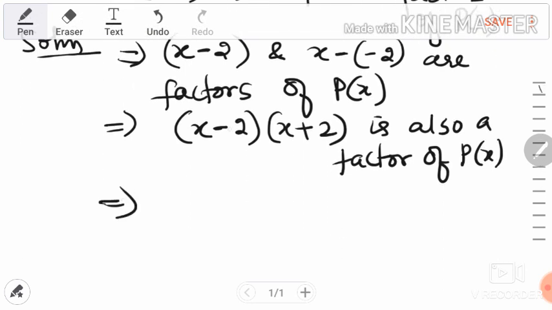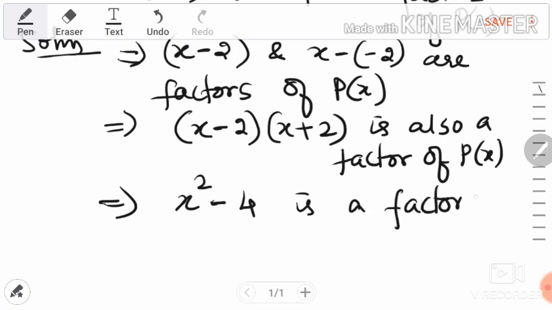So we multiply these two brackets, a minus b, a plus b will give us a square minus b square. So x square minus 2 square, which is 4, x square minus 4 is a factor of p of x. Now if x square minus 4 is a factor of this polynomial, then on dividing, the remainder should be 0 and the quotient will be the other factor.